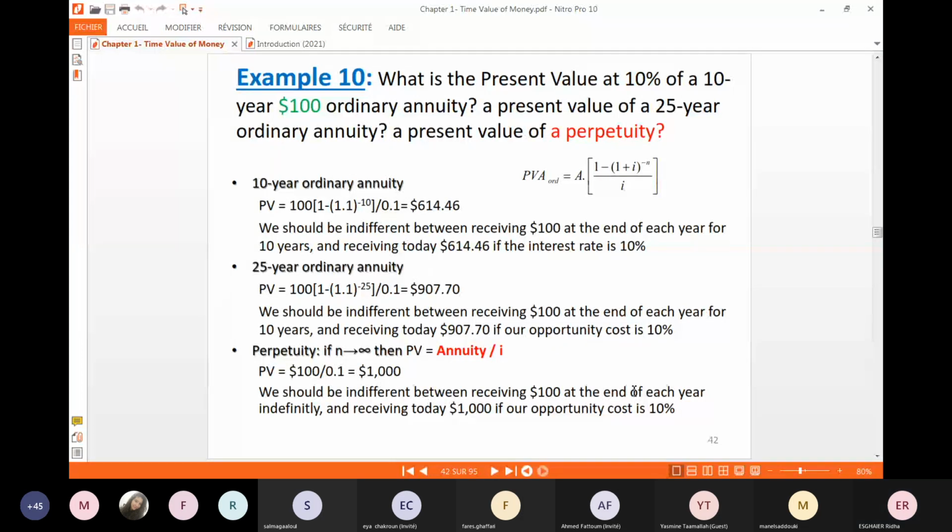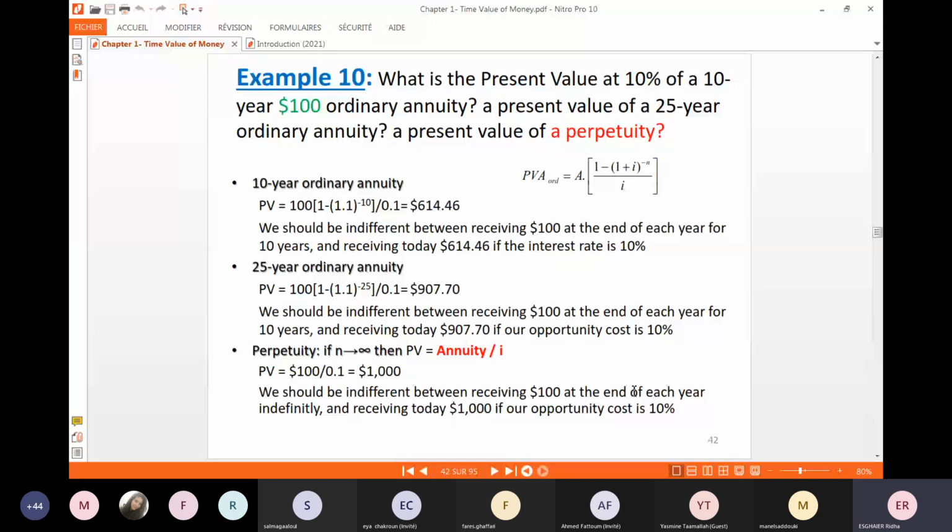So if in real life the investment costs 614.46 or less, we will accept to undertake this investment. But if it is higher than 614, it means that we will pay today more than what we will get in the future, and we will not accept the investment. This is the logic of the calculation that we will apply in the future chapters.